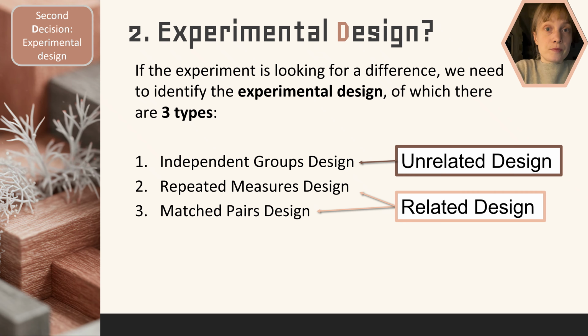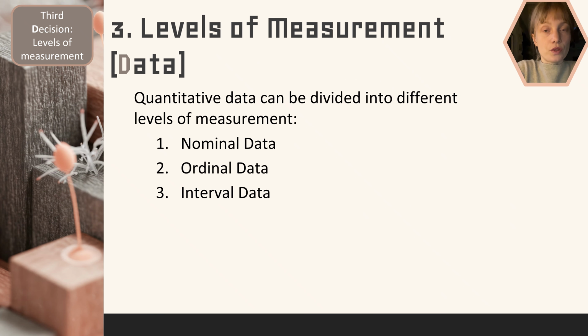There are three main designs. Independent groups, where different participants are found in each condition. Repeated measures, where the same participants do all the conditions. And matched pairs, where participants are paired on important variables but still tested separately. In terms of inferential testing, repeated measures and matched pairs are treated as related designs, while independent groups are unrelated designs. The third thing you have to figure out is what type of data you're dealing with. Nominal data, categories, ordinal data, ordered ranks, or interval data, which are numerical scales with equal intervals.